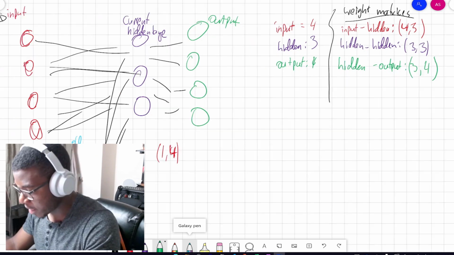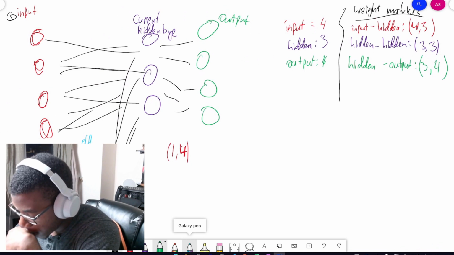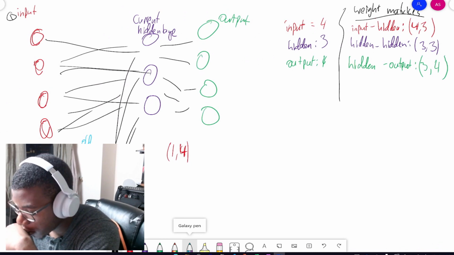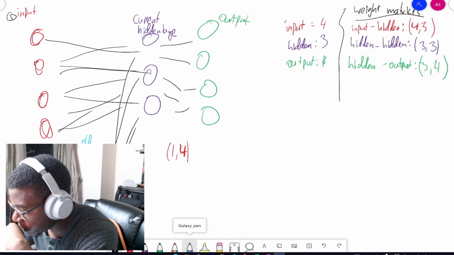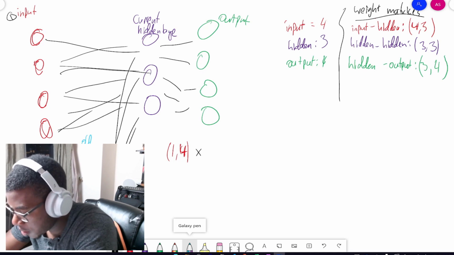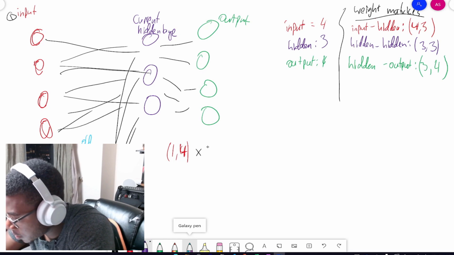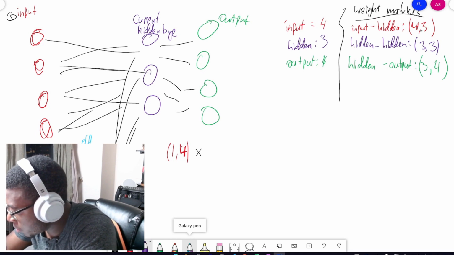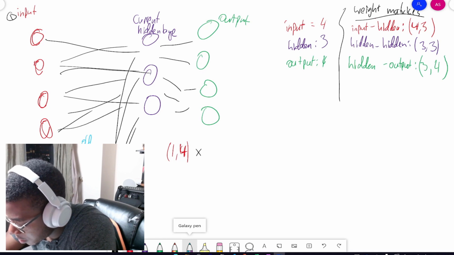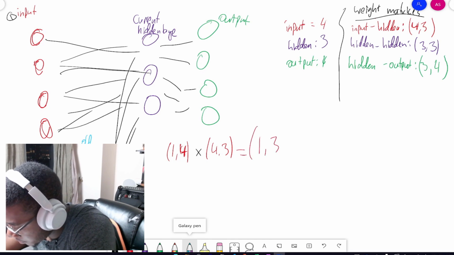Okay, now armed with that knowledge, what we'll do is, it's a lot more difficult than I thought. So our input is a 1 by 4, then we multiply it by our current hidden layer. Our current hidden layer is, so input to hidden, it's a 4 by 3. So we multiply it by that 4 by 3. This gives us a matrix of 1 by 3. Okay.